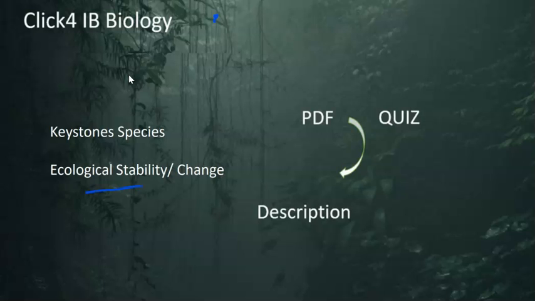Our study of ecological stability and change moves on by looking at the idea of keystone species.